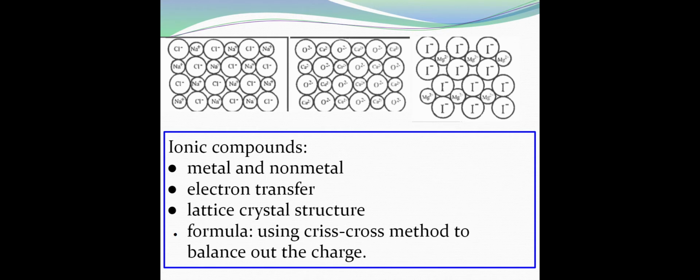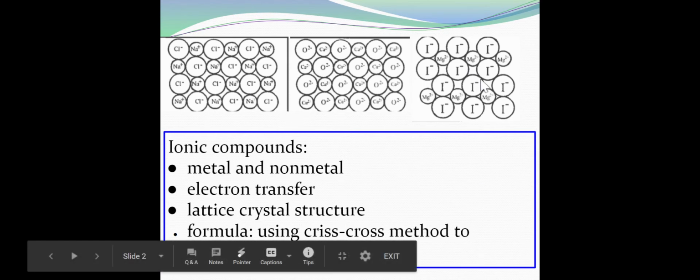So first of all, let's review what we have learned about ionic compounds. Here are three typical pictures of an ionic compound. If you remember, an ionic compound is formed through metal and nonmetal. The metal gave away electrons, the nonmetal received the electrons, and we call it electron transfer. And the whole process formed positive and negative ions.